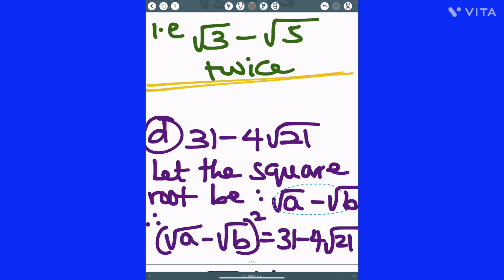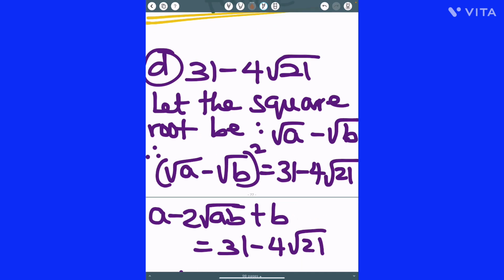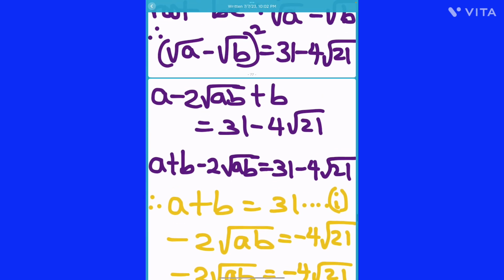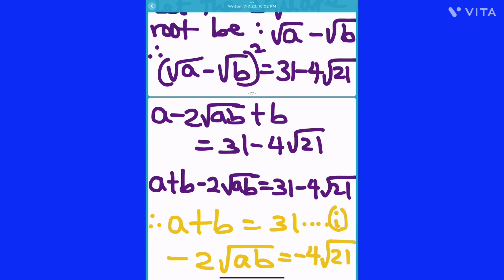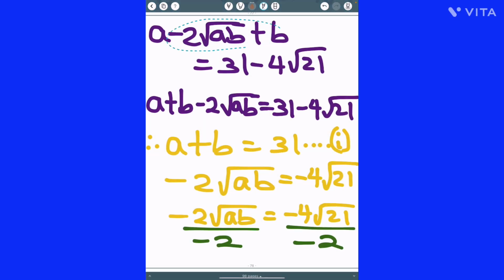Let the square root be root A minus root B. So root A minus root B squared will give you 31 minus 4 root 21. So that tells you that what? On squaring, you get A minus 2 root AB plus B is equal to 31 minus 4 root 21. So rearranging will give you A plus B on this side. Bring the simple letters together. A plus B minus 2 root AB is equal to 31 minus 4 root 21.